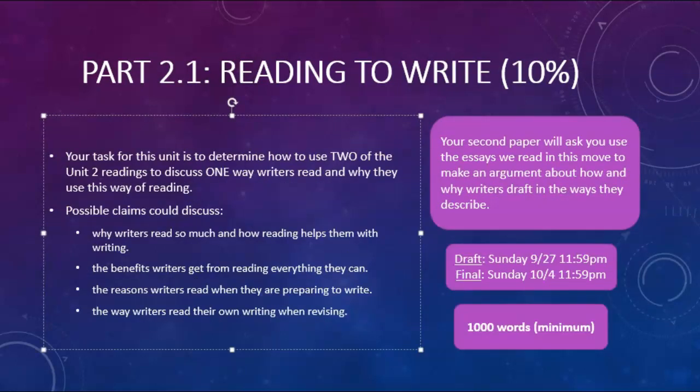Possible claims for your Reading to Write paper could discuss why writers read so much and how reading helps them with writing, the benefits writers get from reading everything they can, the reasons writers read when they're preparing to write, the way writers read their own writing when revising. This paper's draft is going to be due on Sunday, the 27th of September at 11:59 p.m., and the final is due October 4th. The minimum word count is 1,000 words.